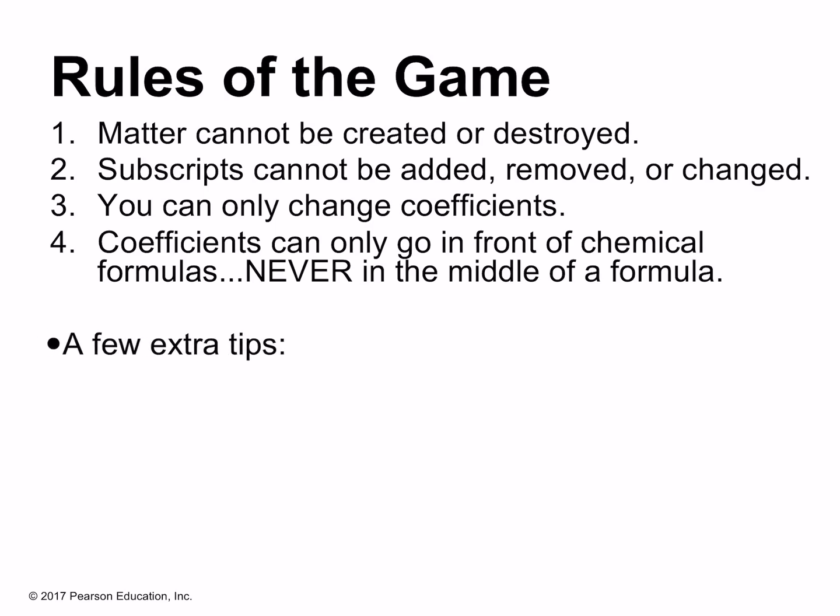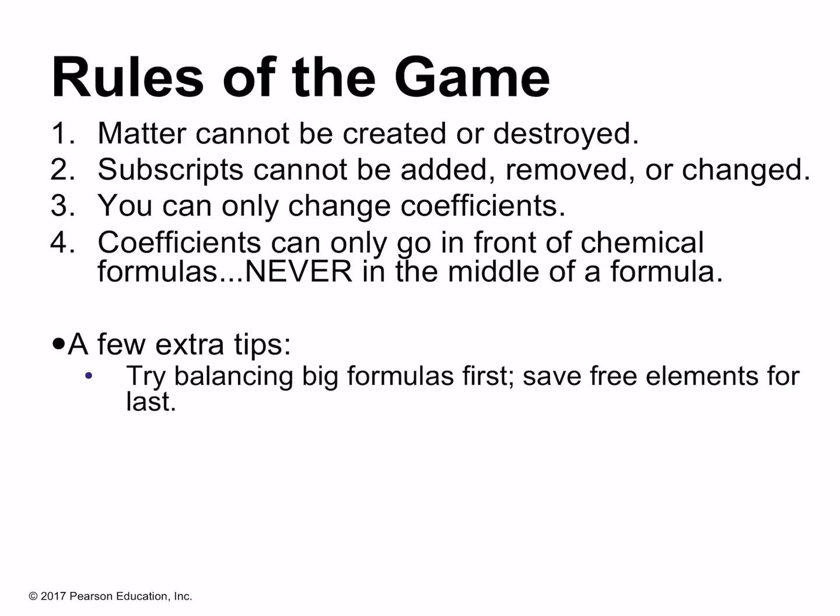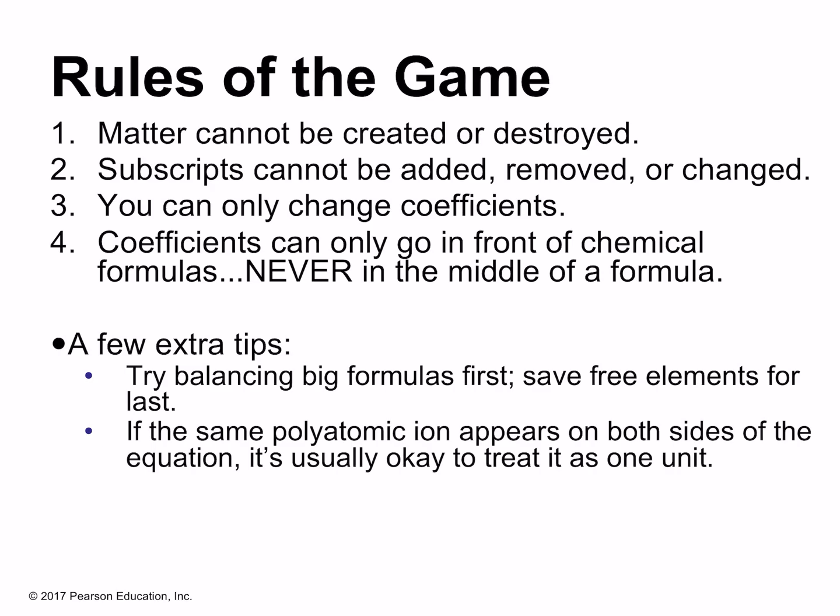So we got some tips. Try balancing big formulas first, ones that have multiple elements in them, and then save the elements that are floating around by themselves for last. This one is a little more advanced. If the same polyatomic appears on both sides of the equation, you can treat it as a unit altogether. You can balance polyatomics kind of like you balance elements. Like I said, that one is going to be a little more advanced when you get there.